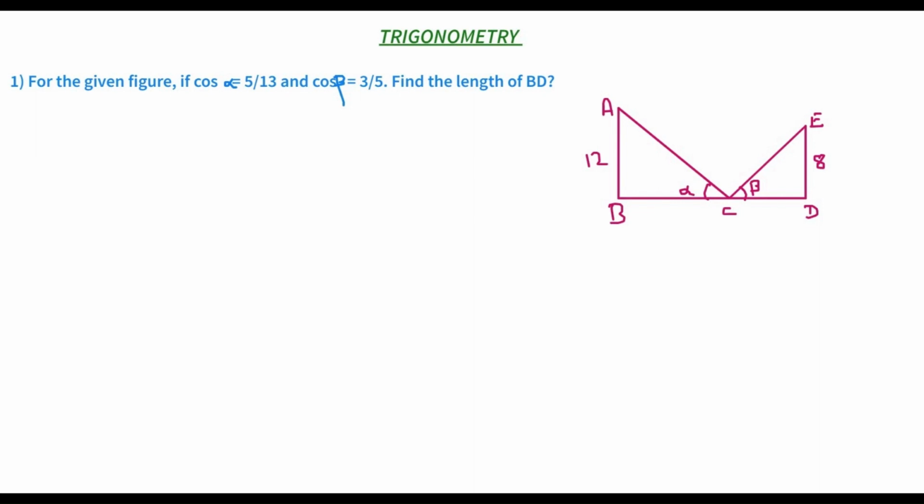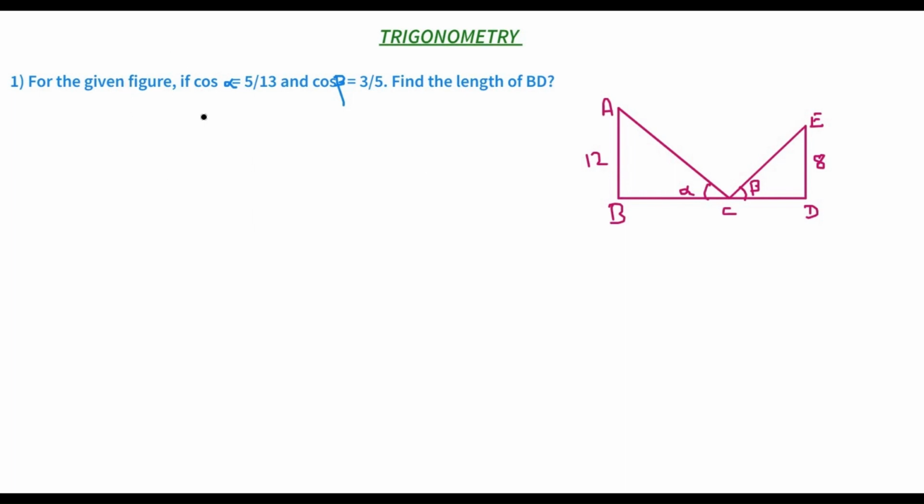As you can see, there are two triangles in this picture. We have a triangle ABC, which is a right angle triangle. Again, we have CDE. This is also a right angle triangle. And we know what AB is. AB is 12. And the reference angle given in this triangle is alpha. When you take this triangle CDE, we know what ED is. ED is 8. And the reference angle is beta. I hope you all remember what a reference angle, a base, a perpendicular and a hypotenuse are. We have already learnt this in our previous video.